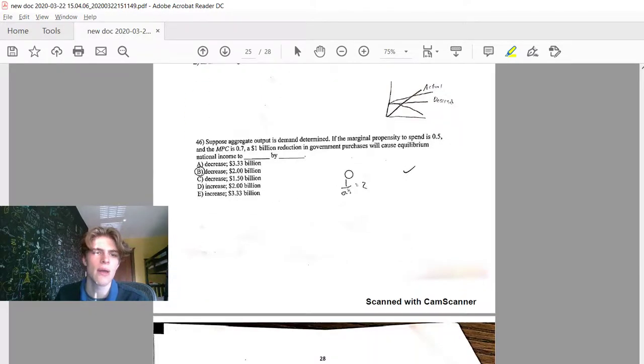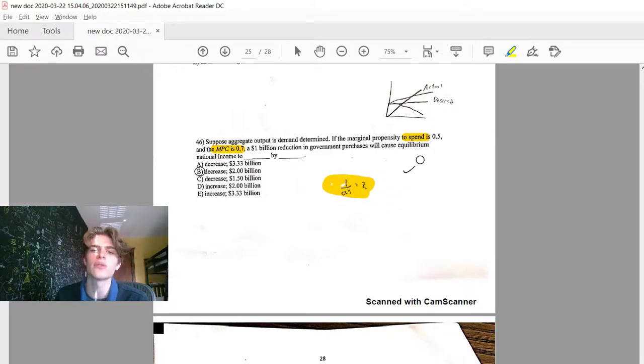Nice. Suppose aggregate output is demand determined. If the marginal propensity to spend is 0.5 and MPC is 0.7, a $1 billion reduction in government purchases will cause equilibrium national income to... This is just using the multiplier. So it gives us spend, so we can actually ignore that. We just ignore it. So we know that the multiplier is 2.